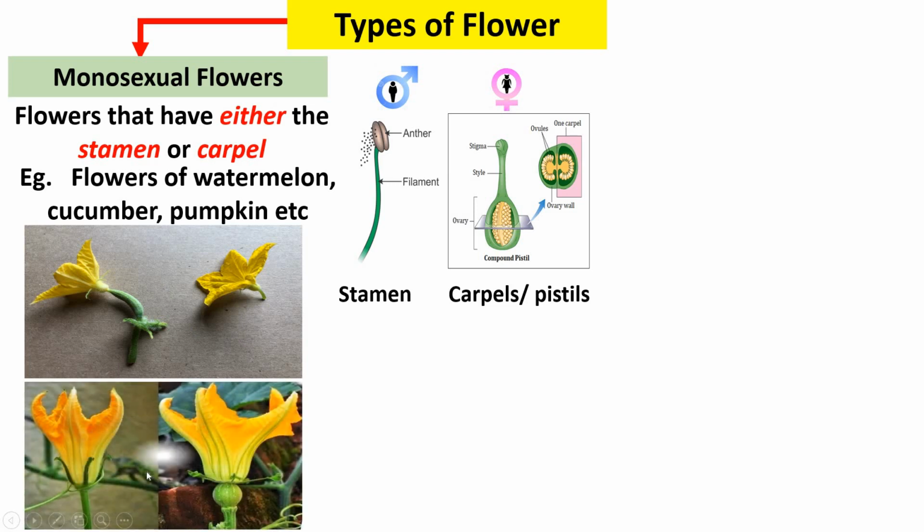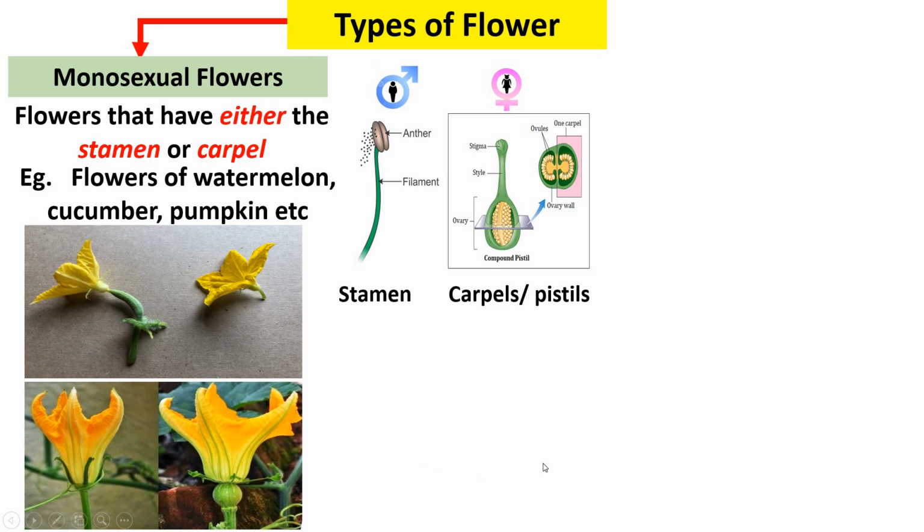In the same way, pumpkins also have male flower and female flower separately. Over here you can see this pumpkin flower does not have the swollen part like this. So this is a male flower which contains stamen only, whereas this flower which contains the swollen part, this is the ovary. Okay, so this is the female reproductive flower, a female flower containing carpel as the reproductive part. So this is the male pumpkin flower and this is the female pumpkin flower. So they are monosexual flowers.